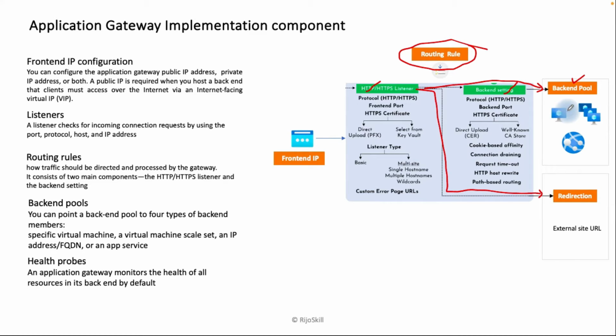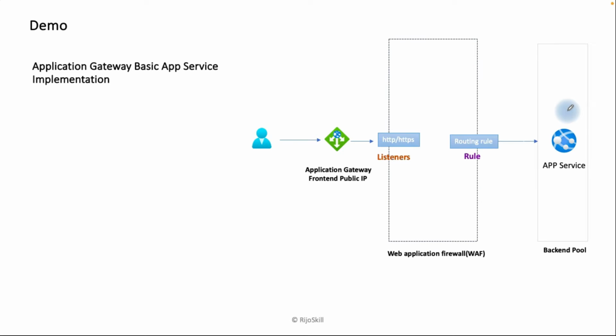So now you understand the concept of application gateway. You can understand it more once we go for developing in the Azure portal. Next we will do the demo of the application gateway with a basic app service implementation. I will show in the Azure portal: I make one app service and configure the application gateway. Then I will make the listeners, and using the routing rule we can connect the listener to the backend app service.